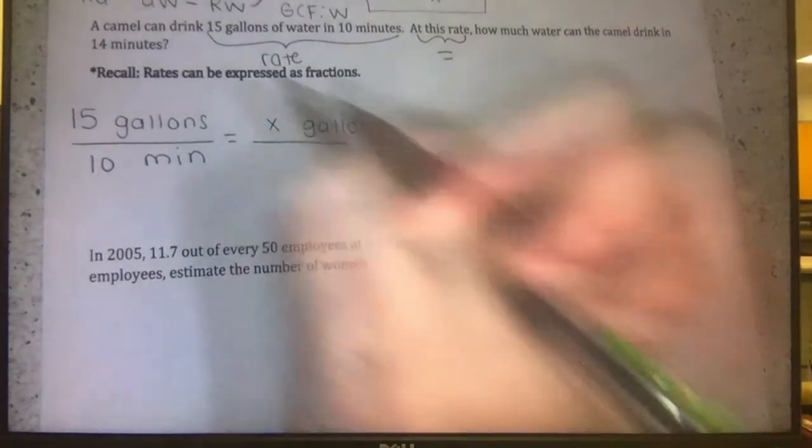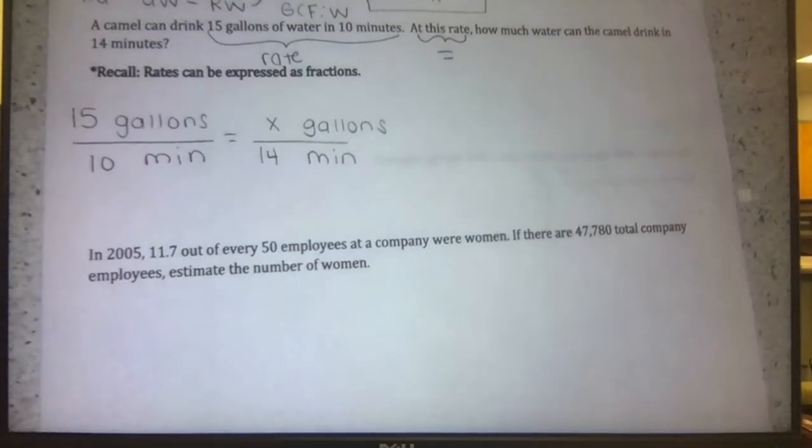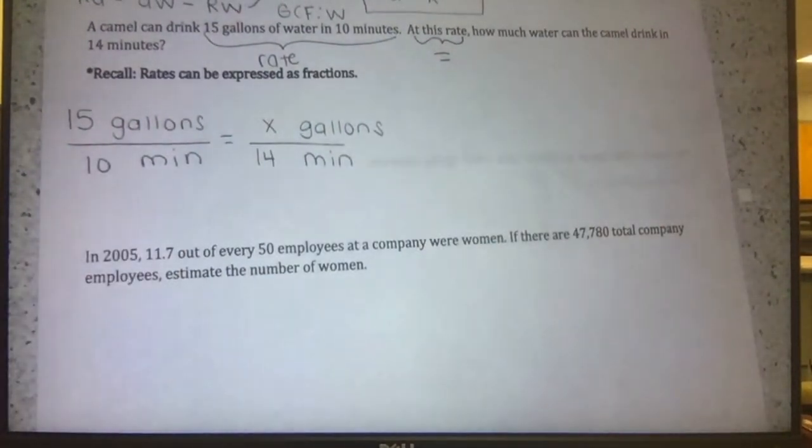Can the camel drink in 14 minutes? Minutes at the bottom. So gallons are on top, minutes are on the bottom at the same rate, so these two rates are going to equal each other. So first thing, let's do this mathematically how we've been doing stuff, and then we'll look at a more familiar method of solving this.